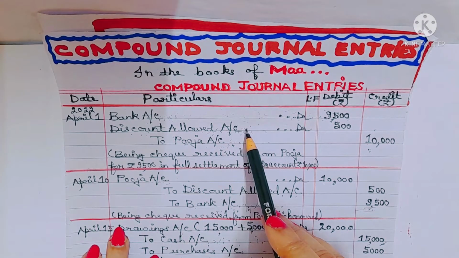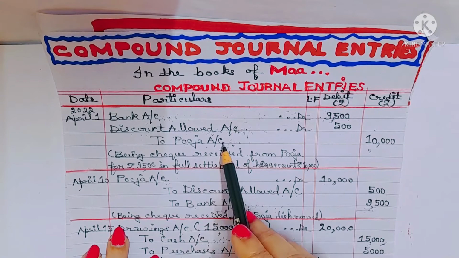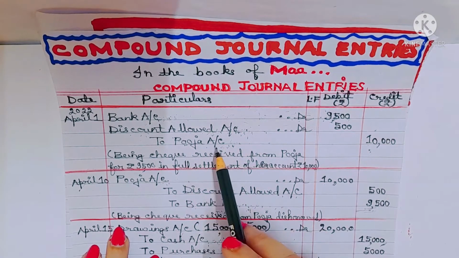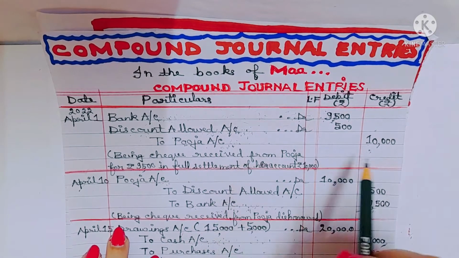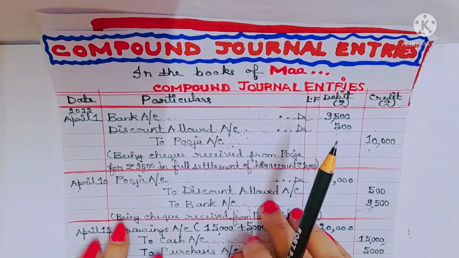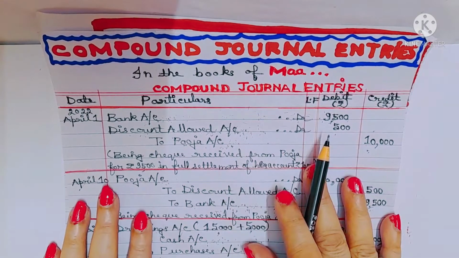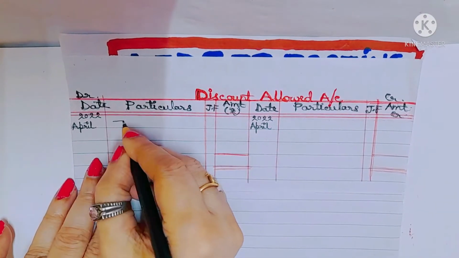So when we are preparing discount allowed account, what is the position of discount allowed account? Discount allowed account is on the debit side. So puja account will also be on the debit side. And what will be the amount? Not 10,000 but 500, since we are preparing discount allowed account. So discount allowed account debit to puja account. Let's do it. Discount allowed account to puja account.